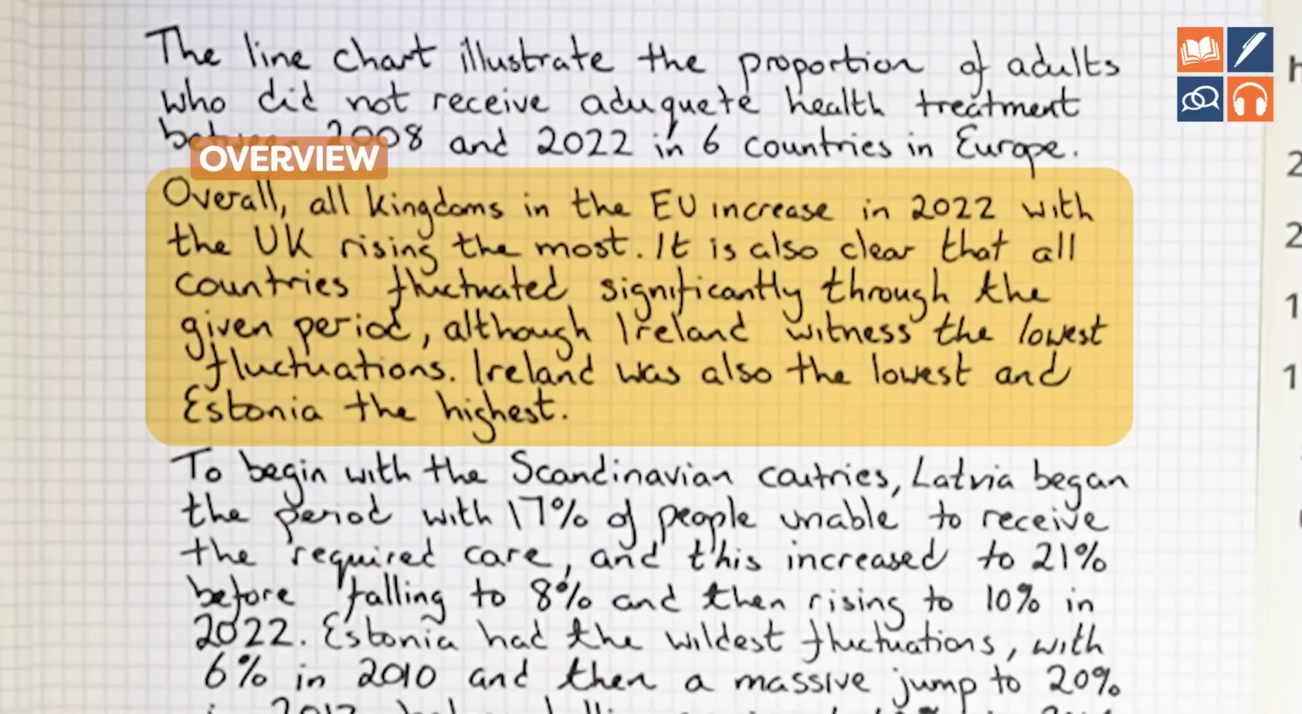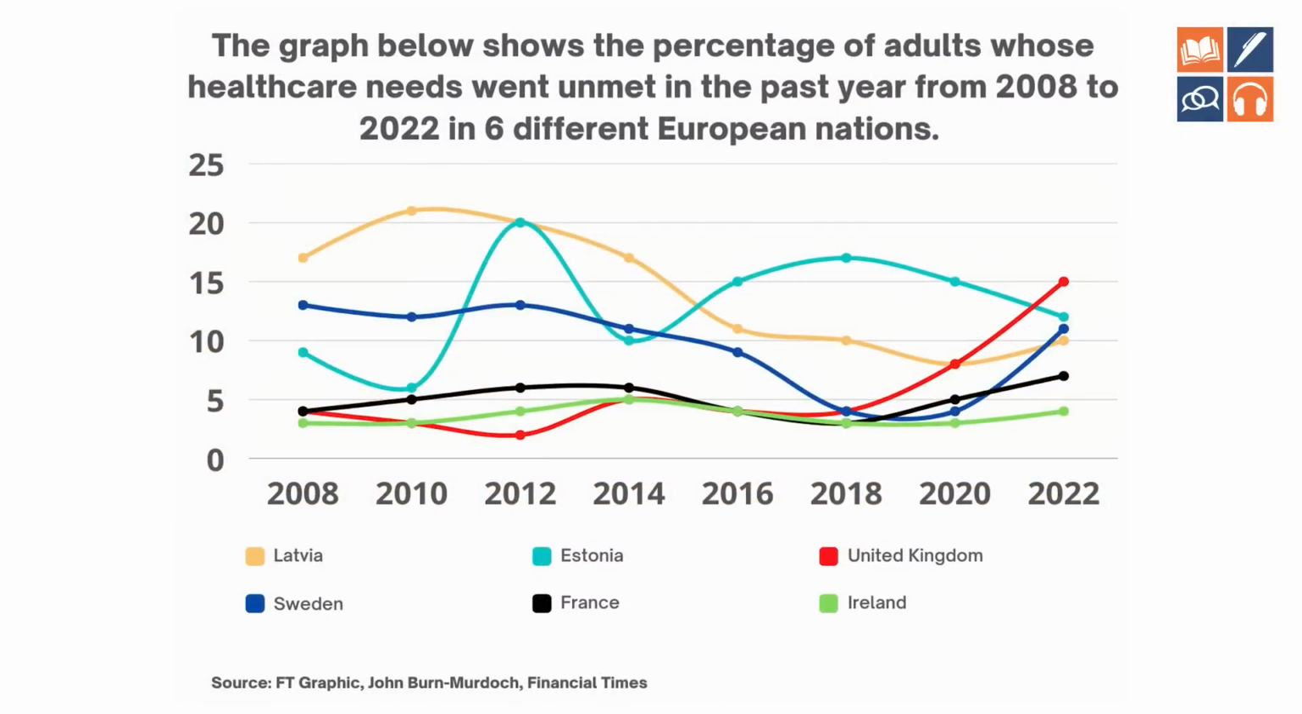The second thing they say here is in 2022, with the UK rising the most. Now, did all countries increase in 2022? No, again, this is wrong. If we look at Estonia, we can see that Estonia decreased in 2022.